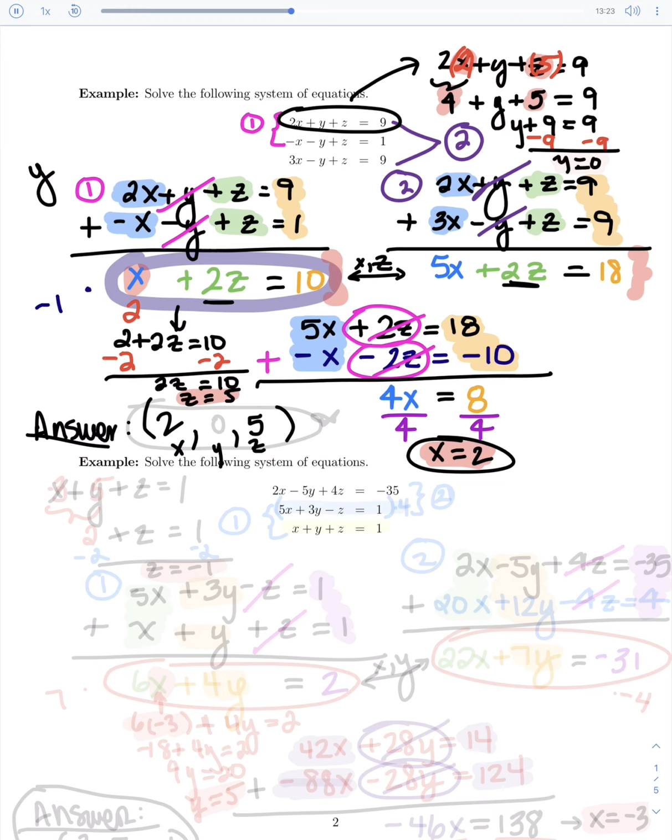That's going to be the last point to our triple, to our point that has an x, y, and z. So that's going to go in the middle. So our final answer is 2, 0, 5.